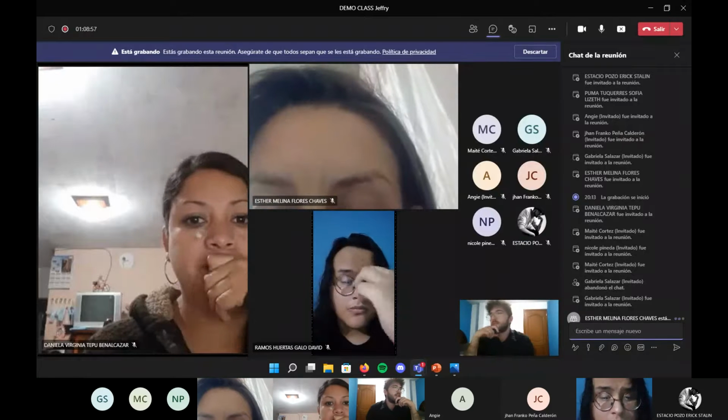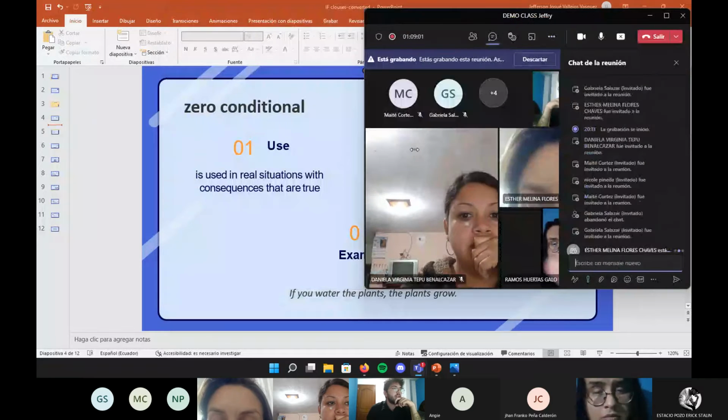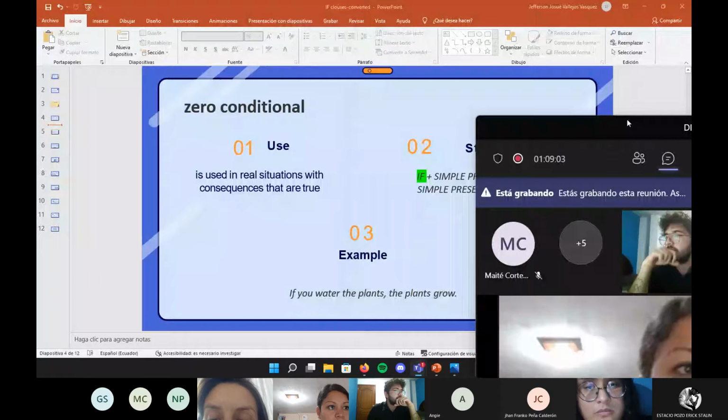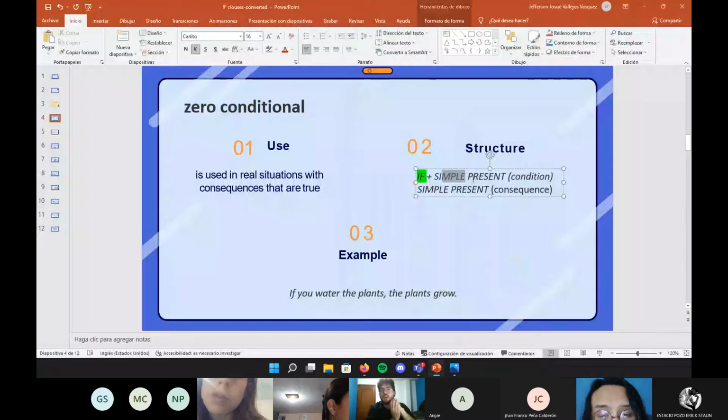Remember, the zero conditional is for things that are probable, okay? As you can see in this part of the structure, simple present and simple present in the second part too, okay? If I had a pole in my house, I would be so excited to dance. Okay, that's right. And what conditional is that?